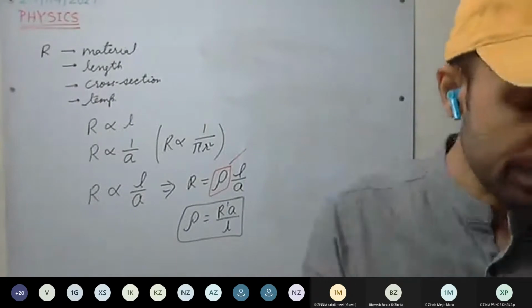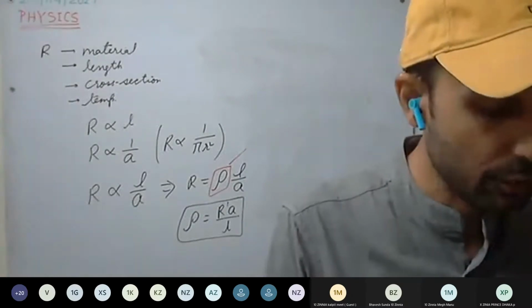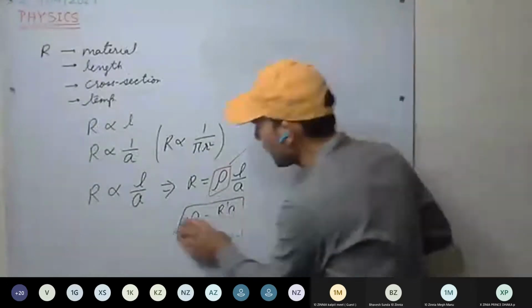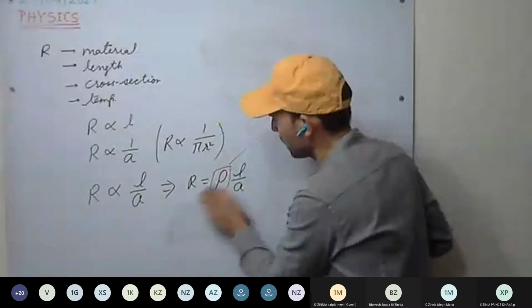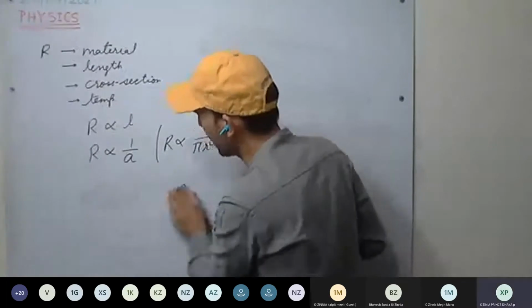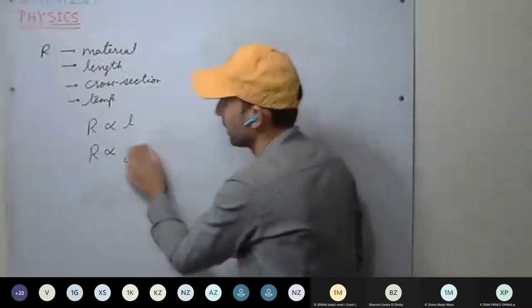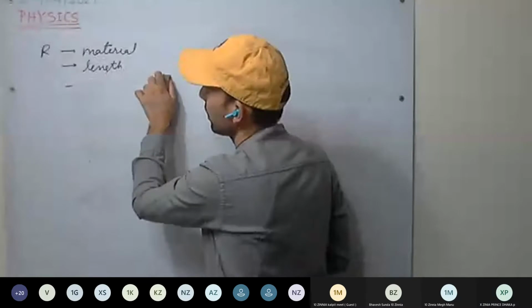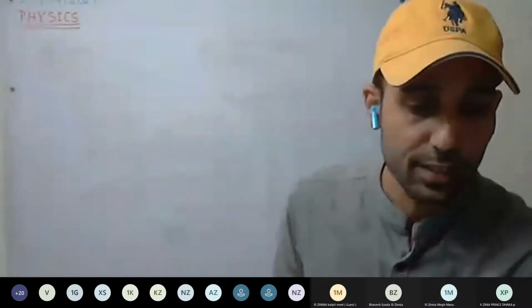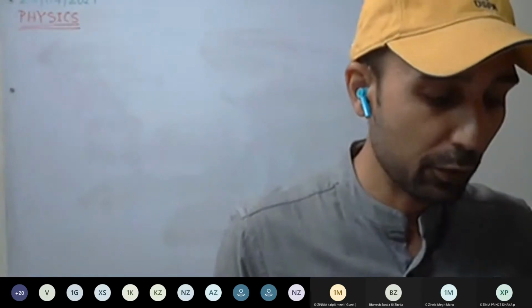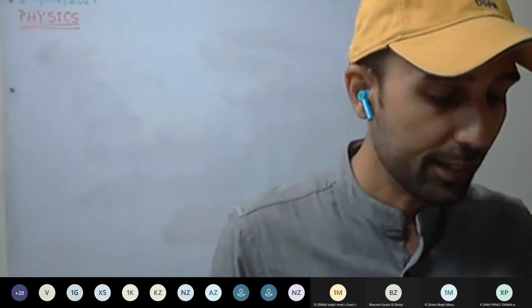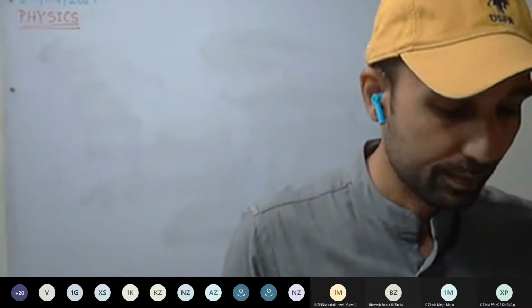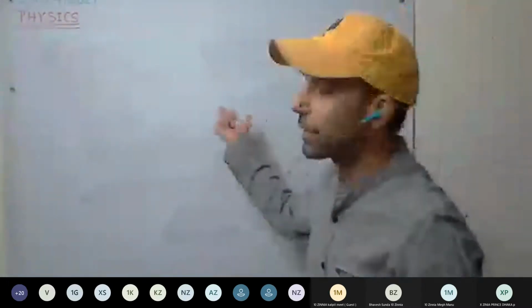You can see which has the lowest resistivity, silver or copper, in the table. Silver. So which is the better conductor, silver or copper? Silver has low resistivity, which means it will offer less resistance. So silver is a good conductor as compared to copper. Then aluminium, then lead, then tungsten, iron. Understood this one? So silver is the best conductor.